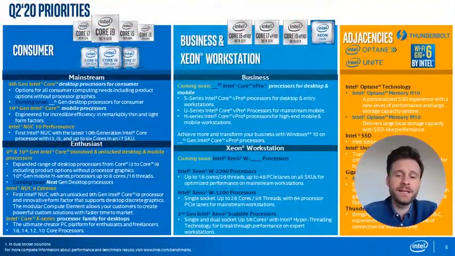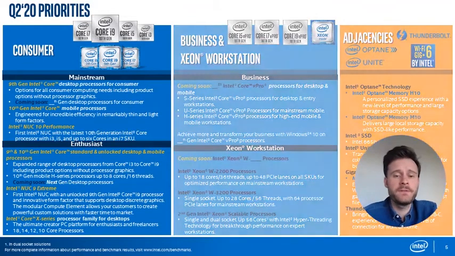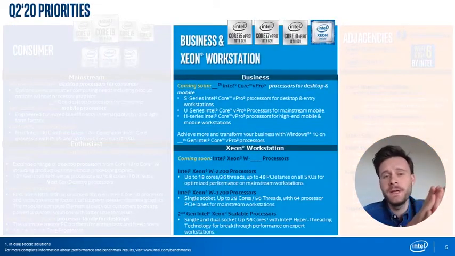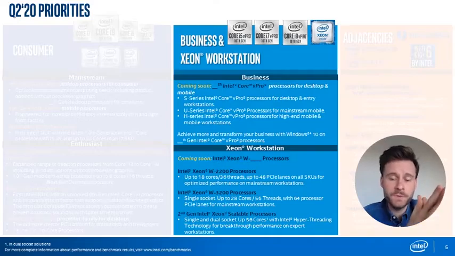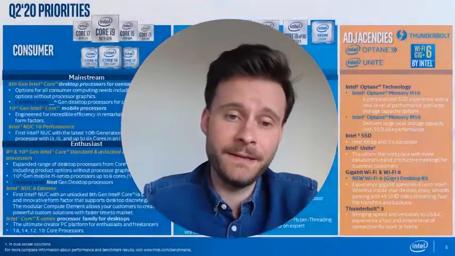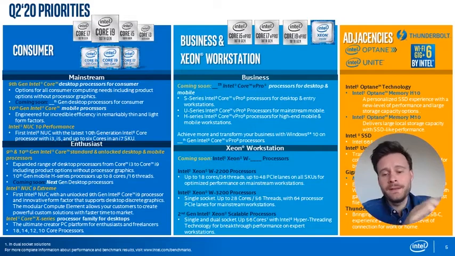Today, I would like to spend some time sharing some insights into Intel's channel priorities, divided into three different segments. First is consumer, then in the middle we've got business and workstation processors, and adjacencies on the right hand side. Let's begin on this left hand side. The main division here is mainstream and enthusiast.